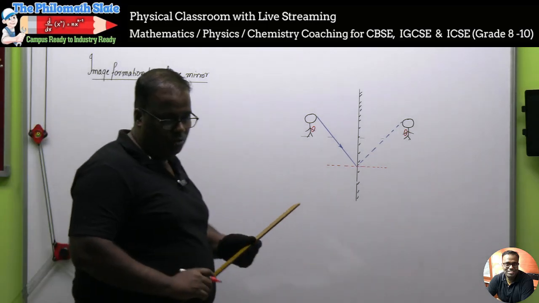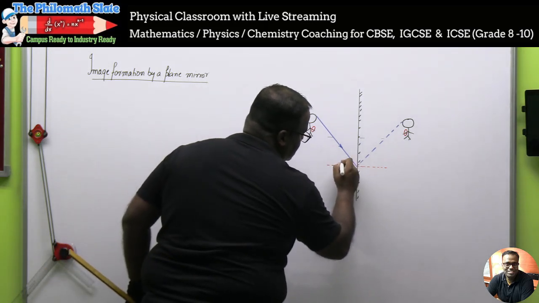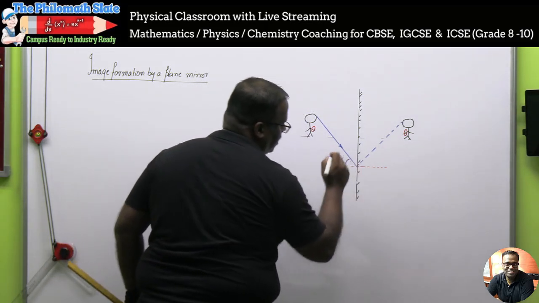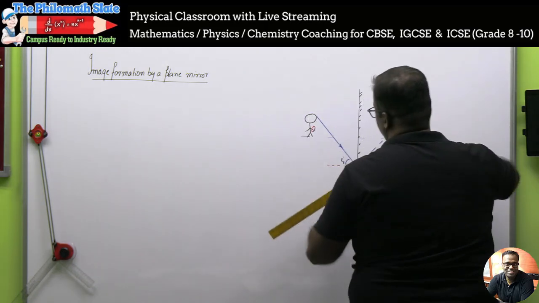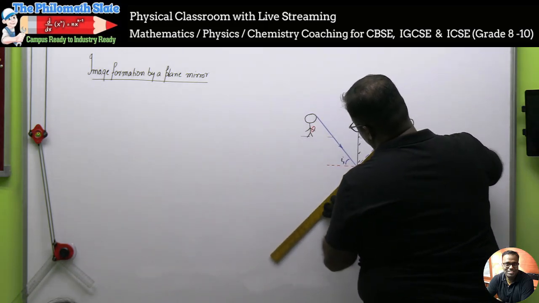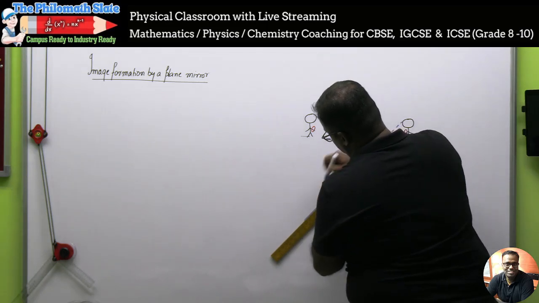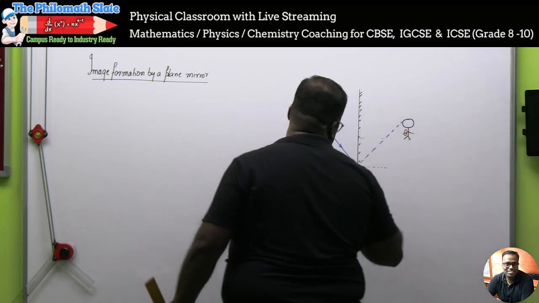So what does the law of reflection tell me? The angle of incidence. Now what is the angle of incidence? This is the angle of incidence. I1 should be equal to the angle of reflection. So let's make the angle of reflection. Let's make the reflected ray. So this is the reflected ray coming out of the mirror.